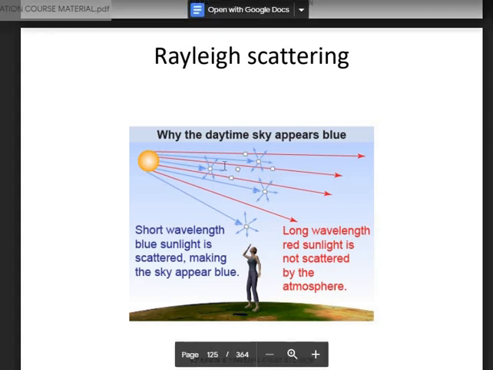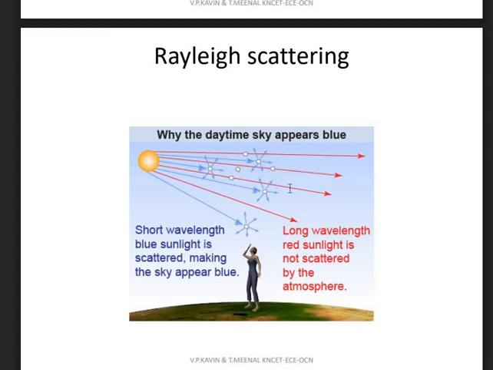And the long wavelength is which color? Red color. So red sunlight is not scattered by the atmosphere. Only the short wavelength light is scattered by the atmosphere. Short wavelength is which color? Blue color. See, this is the scattering mechanism. The short wavelength blue sunlight is scattered, making the sky appear blue. Long wavelength is red color, but it is not scattered. There is no scattering mechanism for long wavelength, and it is not scattered by the atmosphere. So this is the reason why our sky appears blue in color.